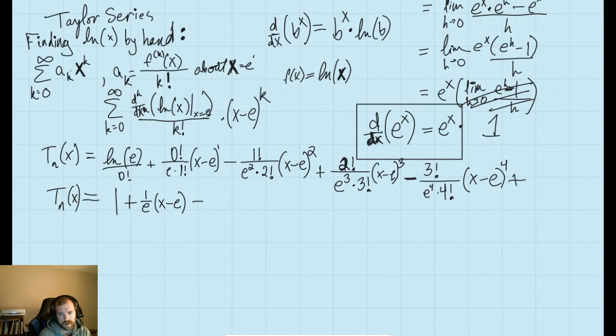Okay, so let's take a look at it. This is going to be the sum of x over e minus 1 raised to the kth power divided by k, when all is said and done. Right?